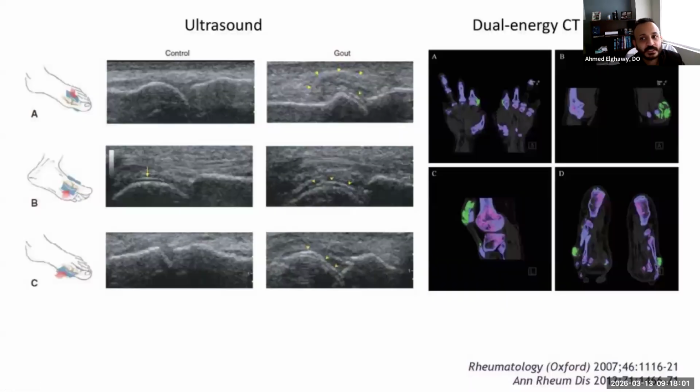Moving on to ultrasound, you can see that double contour sign that I was talking about here that looks a little bit different than interface sign. Interface sign will change as you move the probe. This typically will not. And then if you do a dual energy CT, you can actually label and quantify the amount of uric acid with a color. Most of the time it's green, but you can actually see how much deposition of uric acid is in different areas in the body, whether it's the feet, the knees, or the hands, or what have you.